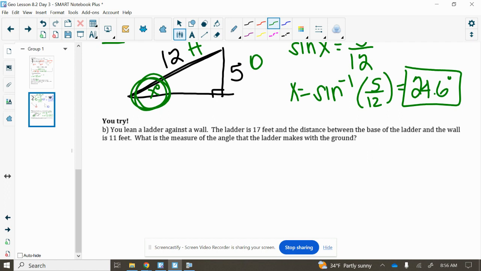All right, the last one is for you to try. You want to lean your ladder against a wall. The ladder is 17 feet, and the distance the base of the ladder makes with the wall is 11 feet. What is going to be your value of x this time?